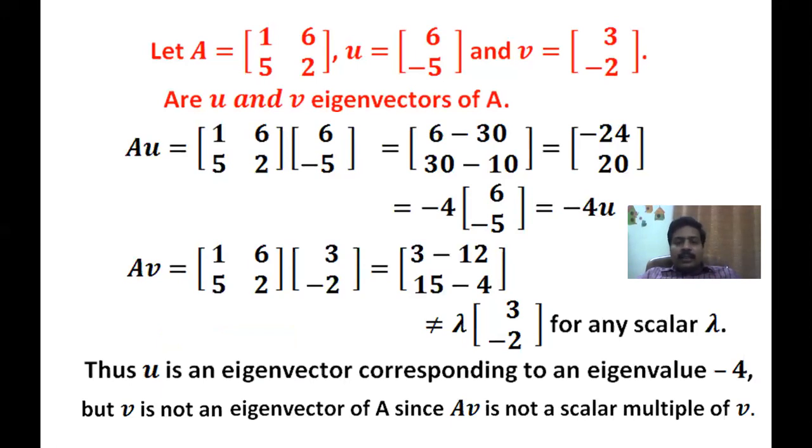So to check whether the given vector is an eigenvector of the given matrix A or not, we just need to simply multiply with the given matrix and check whether it is a scalar multiple of the given vector or not.